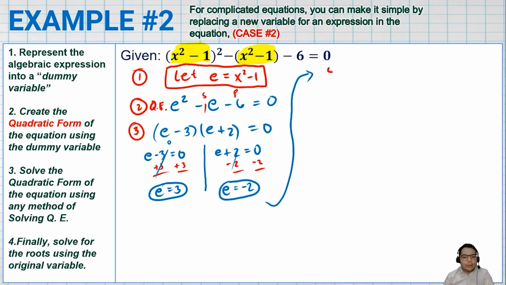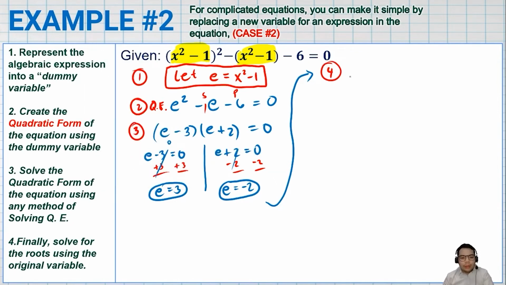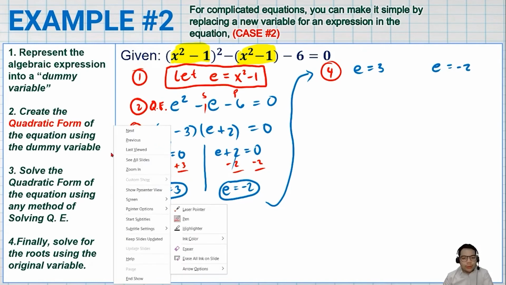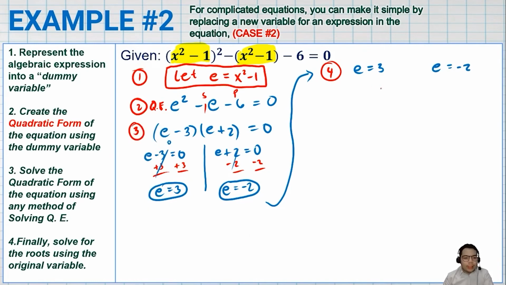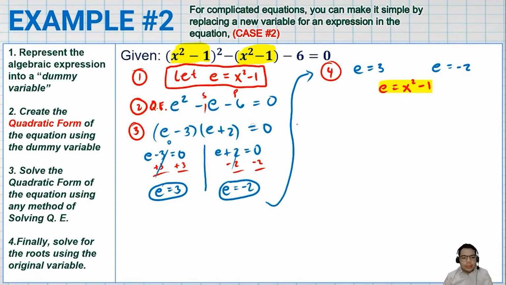So, step number 4. So, once again, we will go back to the given equation or the given values of e. E is equal to positive 3 and e is equal to -2. So, please remember that e is equal to x squared minus 1. So, yan. Take note natin yan para alam natin kung ano ipapalit natin kay e. So, in this case, papalitan natin yung e ng x squared minus 1.